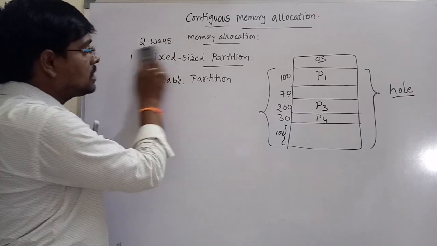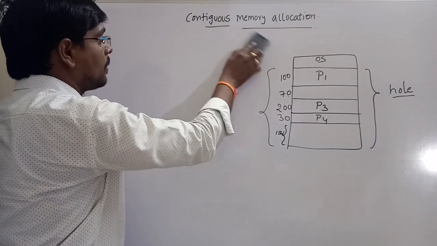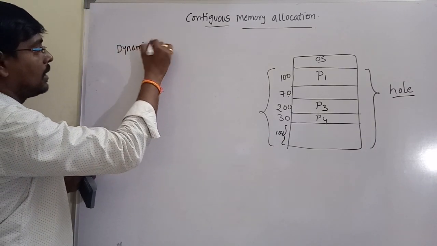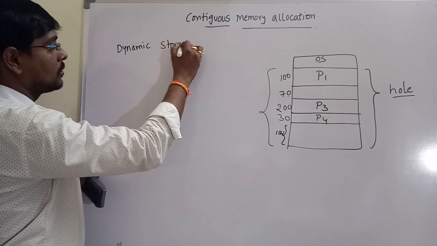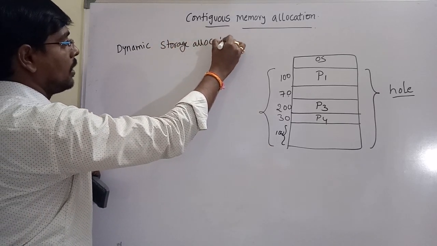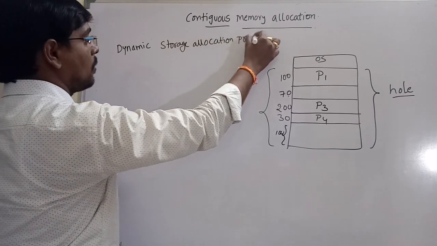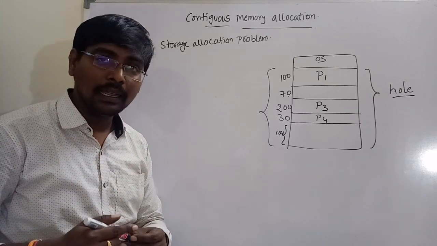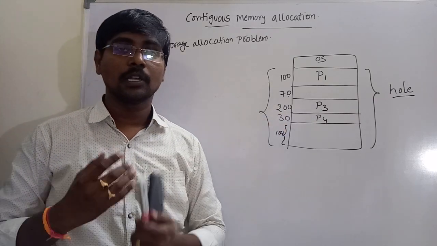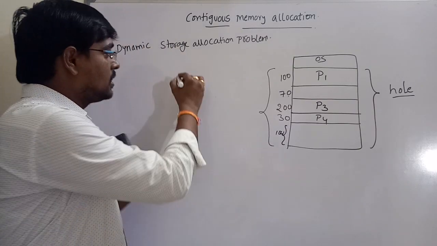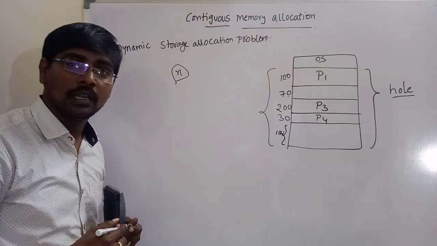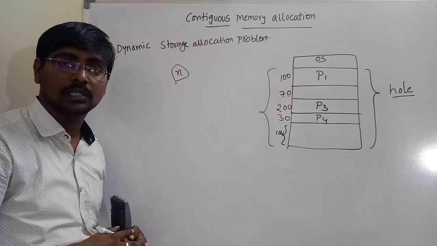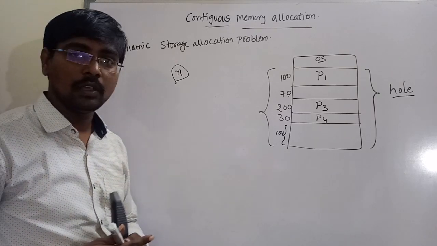In this memory allocation, we are getting a problem. The problem is dynamic storage allocation. What is the problem? How we dynamically allocate a process to the memory. Suppose I am requesting a memory of size n bytes. How will you satisfy this request?